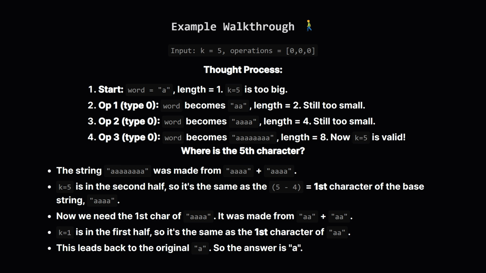Well, let's think backwards. This big string was made by putting 2 copies of AAAA together. Since 5 is greater than 4, the fifth character must have come from the second copy. It's equivalent to the 5 minus 4, so the first character of the original AAAA string. Okay, so now we just need the first character of AAAA. We repeat the process. AAAA came from AA plus AA. Our new target 1 is in the first half, so it's just the first character of AA. And that of course comes from the original A. So our final answer is A. This working backwards idea is key.